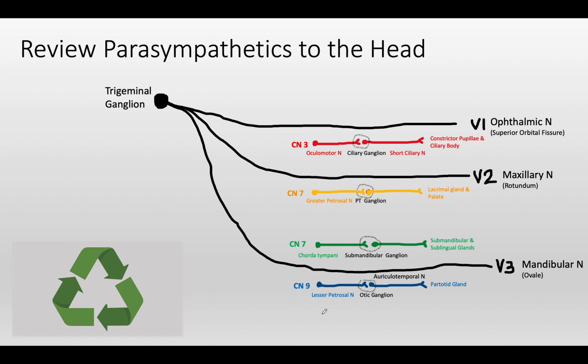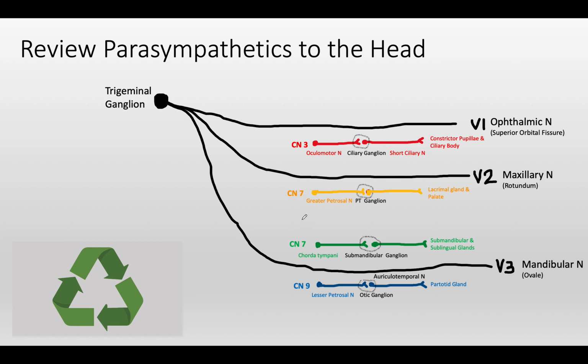We also have cranial nerve 9 traveling with it. It's our lesser petrosal, and it's synapsing at the otic ganglion. The postganglionic cranial nerve 9 is traveling with the auriculotemporal. Auriculotemporal is part of V3. So auriculotemporal and postganglionic cranial nerve 9 are traveling together to go to our parotid gland.